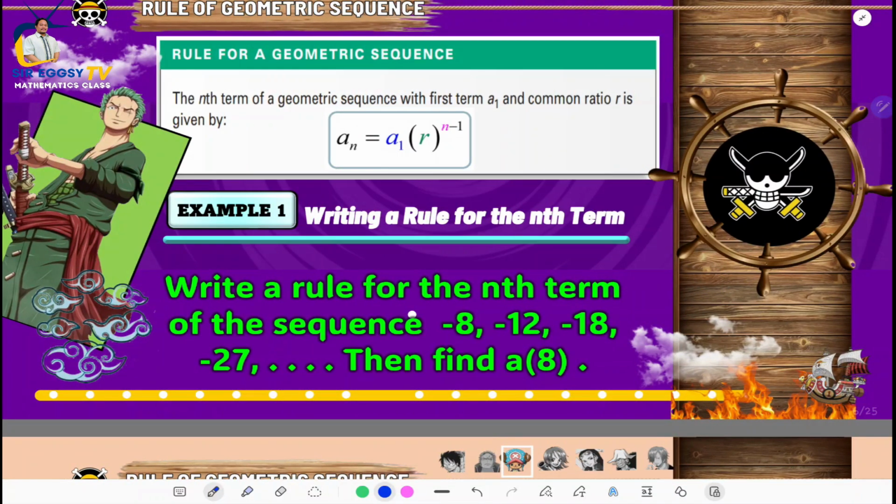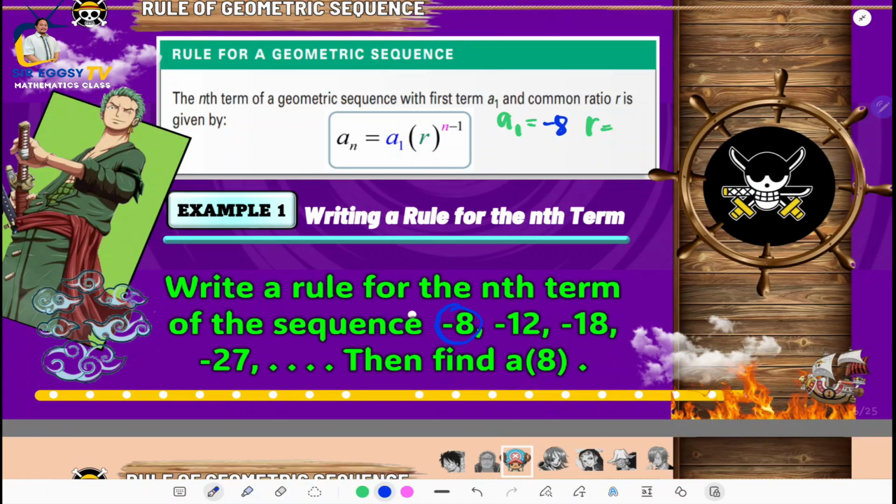Write a rule for the nth term of the sequence negative 8, negative 12, negative 18, negative 27, and let's find the value of a sub 8, or the 8th term. Now, in this case, to get the nth term of the sequence, what we need, of course, is the a sub 1 and at the same time the value of the r. Those are the prerequisites in order to find the nth term of the sequence. Now, what is the value of a sub 1? The a sub 1 is the first term, which in this case is negative 8.